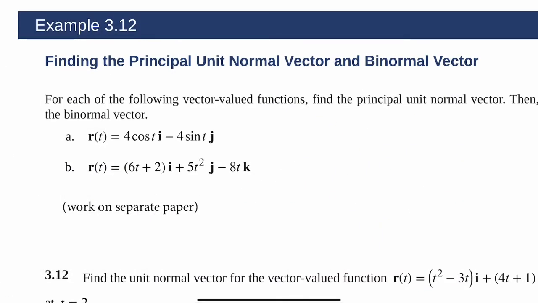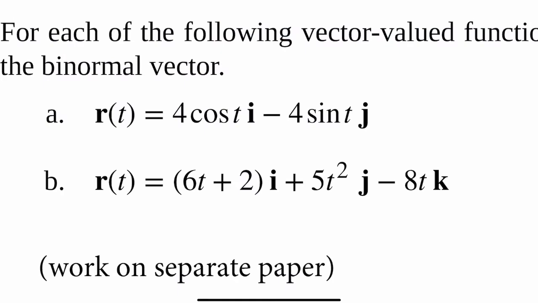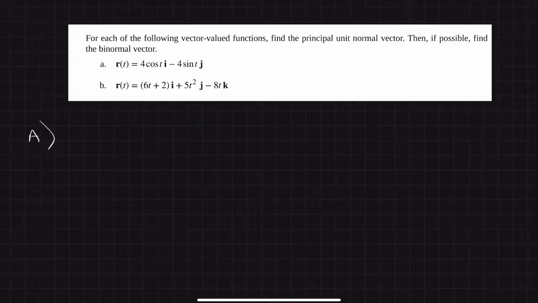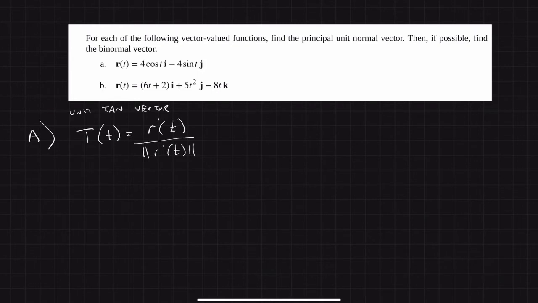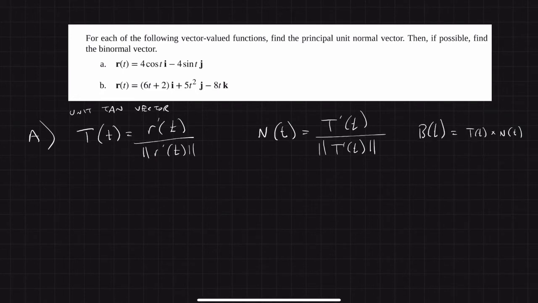So here's an example of how to find the tangent vector, the normal vector, and the binormal vector. We're going to do this for both problems A and B. Let's jot down the equations we have to use. T of t is equal to r prime of t over the magnitude of r prime of t. That's the unit tangent vector. The normal vector is T prime of t over the magnitude of T prime of t. And then the binormal vector is T of t crossed with N of t.